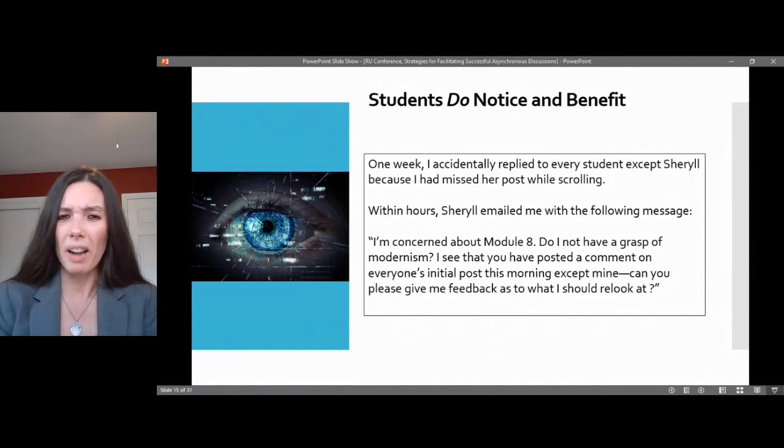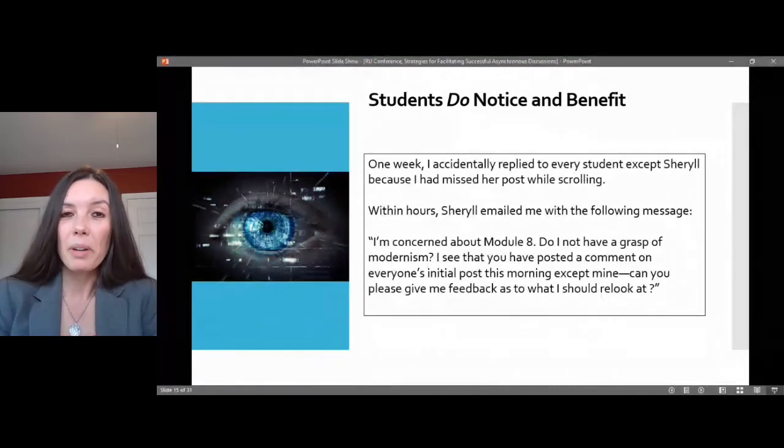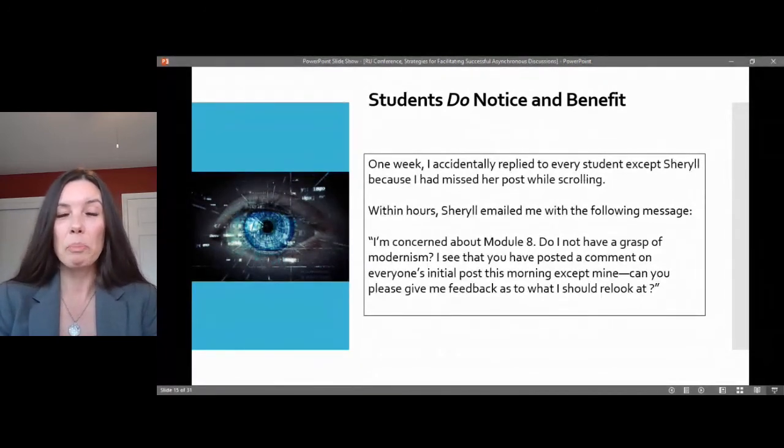"I'm concerned about Module 8. Do I not have a grasp of modernism? I see that you've posted a comment on everyone's initial post this morning except mine. Can you please give me feedback?" I was rewarded by this very fulfilling message, because it showed me that my student was reading the discussions for my replies and actually seeing what I was saying to other people, which meant that she was learning. I immediately entered the discussion, of course, and I replied to her.